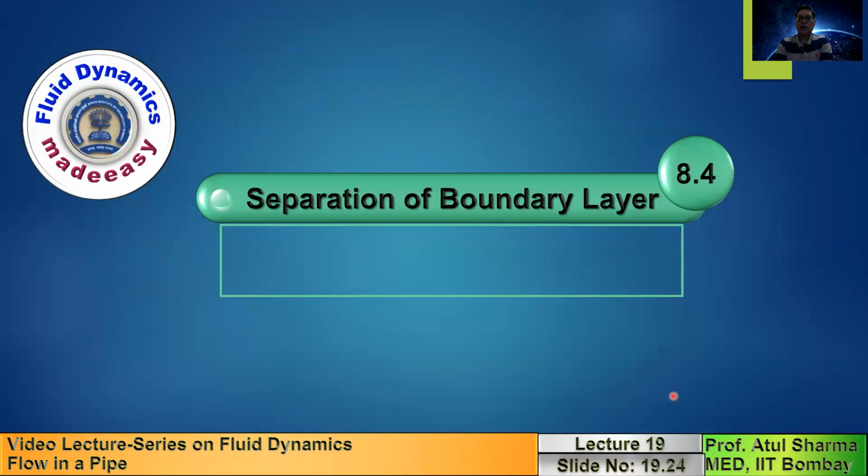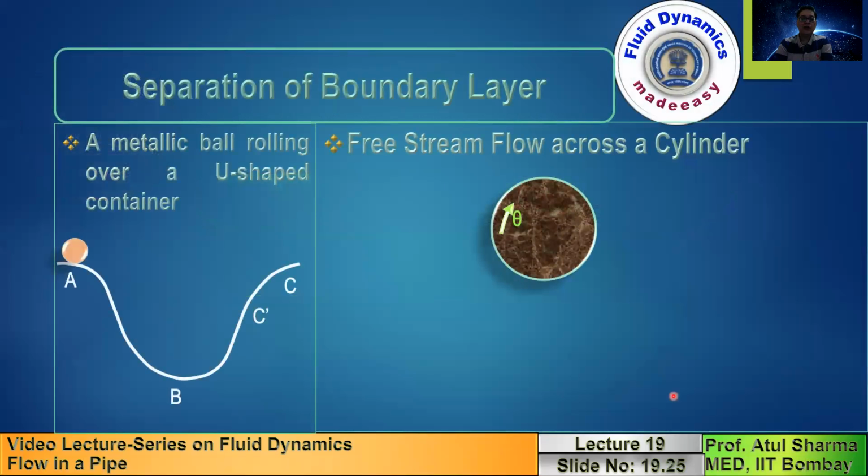Finally, I'll present an important fluid dynamic phenomenon, which is called the separation of the boundary layer. First, I'll draw an analogy before presenting the separation of the boundary layer. Let us suppose you consider a metallic ball which is rolling over a U-shaped container. So let's suppose this is a ball, and you can have two situations. If this container surface is extremely smooth, then you find this type of situation where the ball drops and then it lifts up.